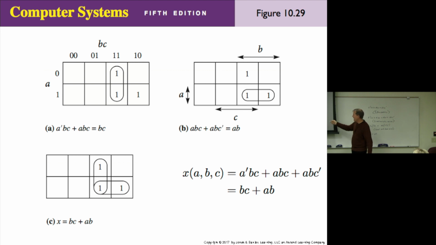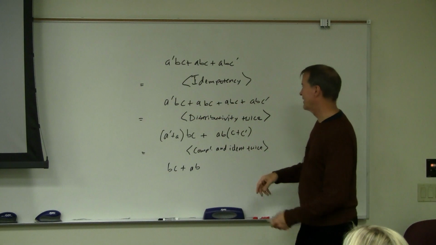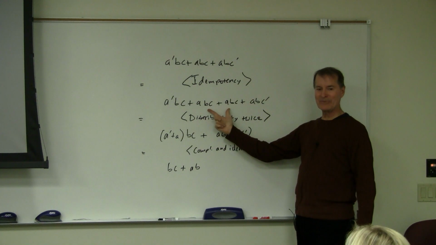Are you with me? And then part B of the figure represents the fact that ABC or ABC prime equals AB. Right? So, in the Karnaugh map, you just put the ones here, the one here, the one here. You draw the oval around that column. You draw the oval between those two in the bottom, and it's okay to reuse this one. And the fact that you're reusing this one corresponds algebraically to doing what? Pulling this rabbit out of the hat, actually.